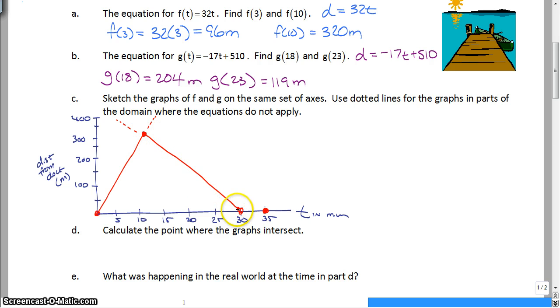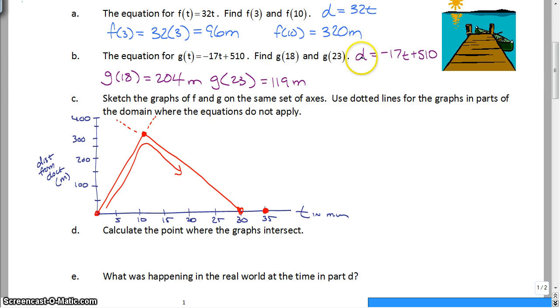They don't start 510 feet away. They actually start at the dock, and then they go out, and then they turn around, and then they come back. But this is a graph that is relevant to time, so that's why it's going to continue to go further out. So there's a little sketch. So we're going to calculate at what point the graphs intersect.